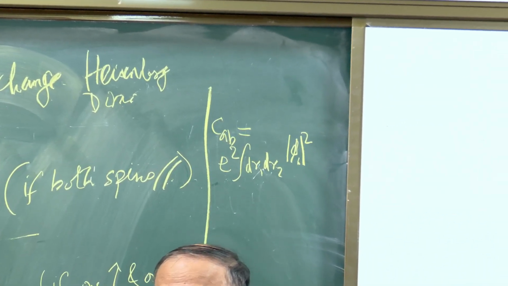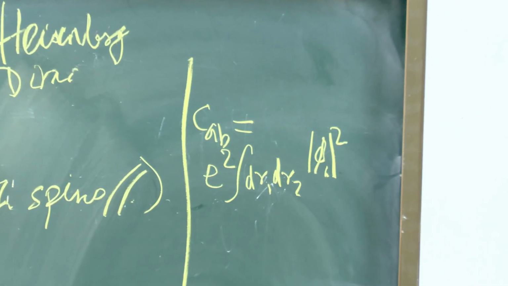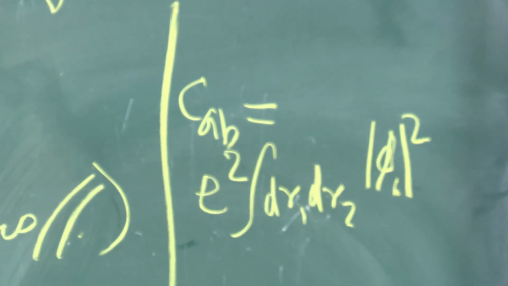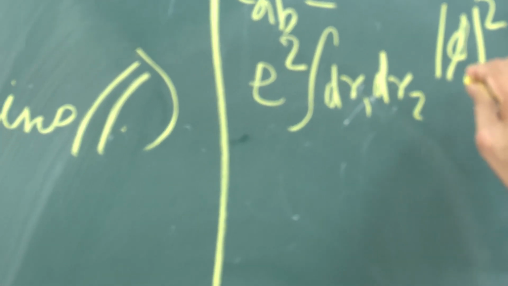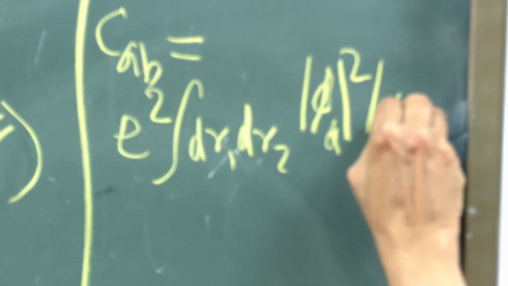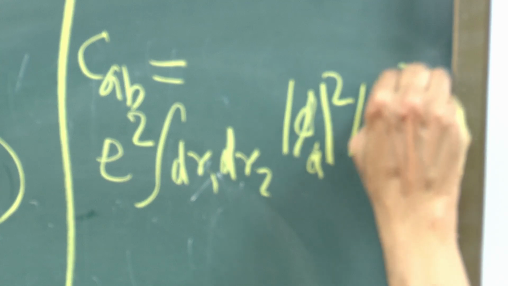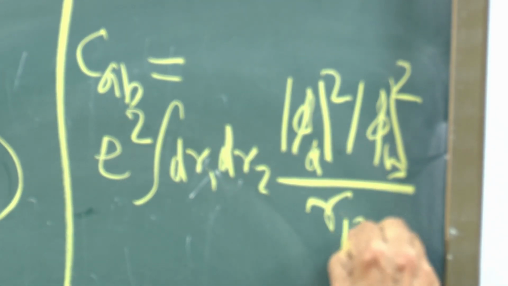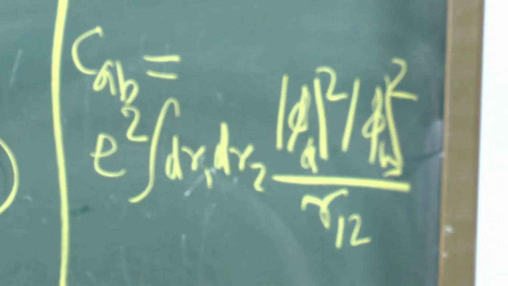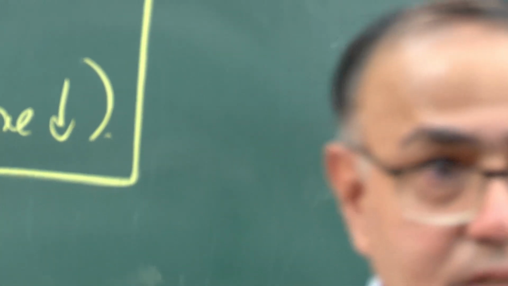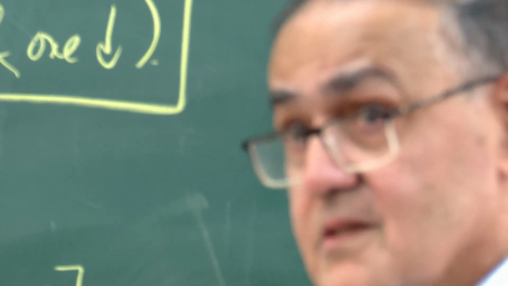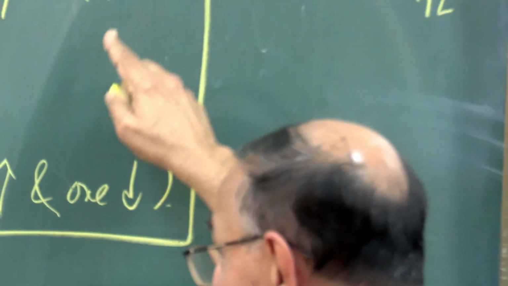I mean, the probability. It's not the amplitude; it's the probability. The phi function is like the amplitude. This is mod phi a squared. This is phi b squared over r12. I hope I have all the factors right. JAB is the exchange contribution. So, where did this come from?